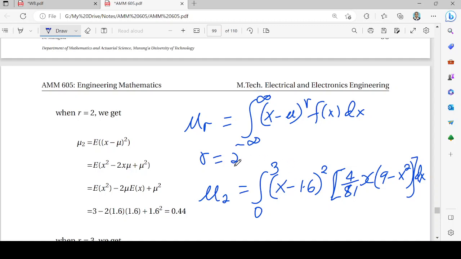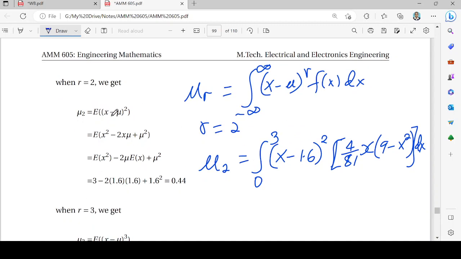Now, sometimes it is easier to expand this by noting that (x minus mu) squared can be expanded as x squared minus 2x mu plus mu squared. And then we find the expected value of x squared, the expected value of x, and then we add mu squared. The expected value of x is mu, so this will be minus 2 mu times mu, which is minus 2 mu squared.